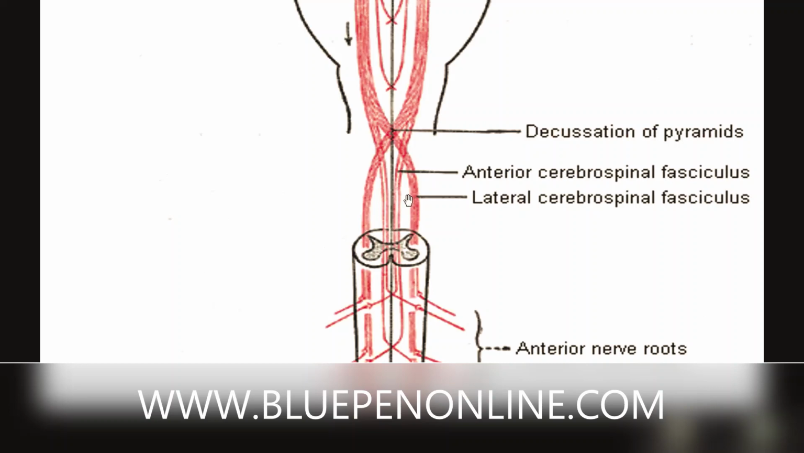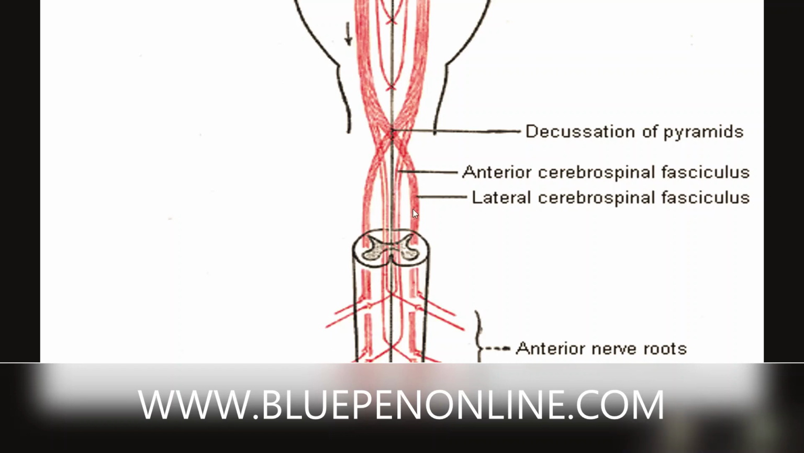Is it clear till now? Yes or no? Yeah. Okay. Cross ones form anterior. Crossed ones form lateral. Lateral. And crossed one forms lateral. There are 80% of them are lateral. Yes, 80% are lateral and 20% remain uncrossed, and they are anterior.